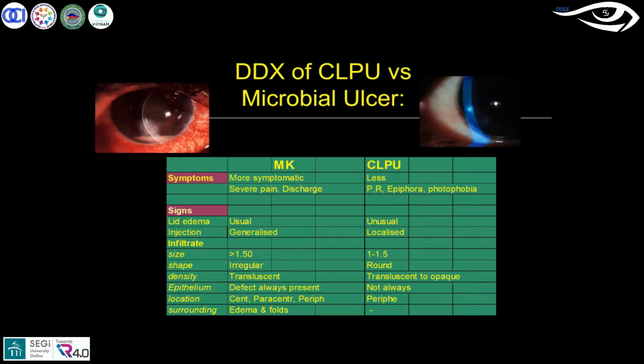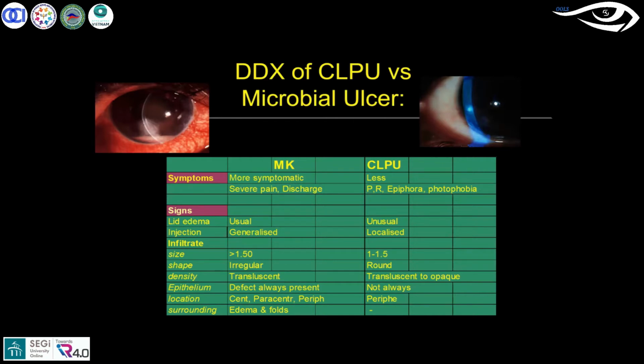What the infiltrate looks like is one of the major things you have to look for. The infiltrate is small, round, circular, around 1 to 1.5 mm, and located in the peripheral area. That is what you have to look for. The congestion will be localized, and lid edema is unusual.